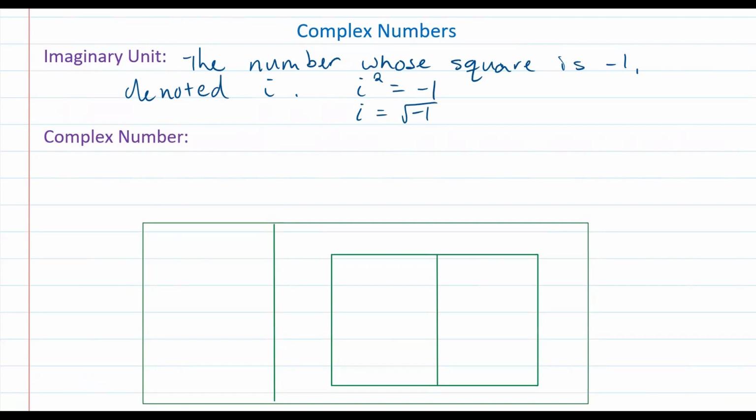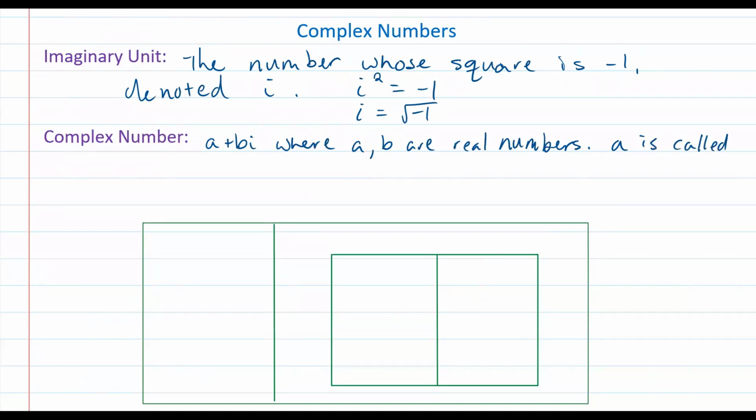So now let's go to another set of numbers that it opens us up to, which is the complex numbers. The complex numbers are a plus bi, where a and b are real numbers. a is called the real part, and bi is called the imaginary part.